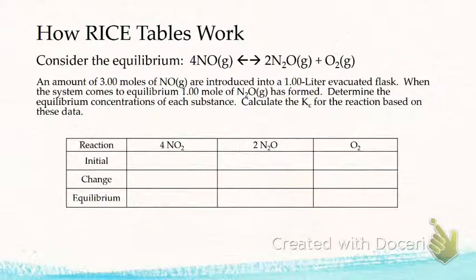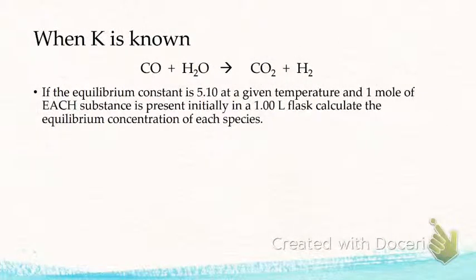I'm going to pause the video and let you have a chance to write down the information that you're going to need for this next problem. So pause. Okay, so this one's going to work a little different because if you look at this problem, what's nice is everything is a 1-to-1 ratio in the balanced equation. That makes life easier. And it gives us the equilibrium constant this time. It tells us that our equilibrium constant at a given temperature is 5.10, which means where is this reaction going to lie? Left or right? Right. It's going to favor the products.